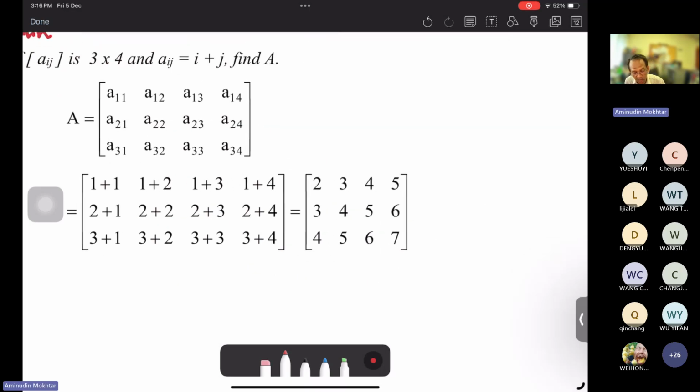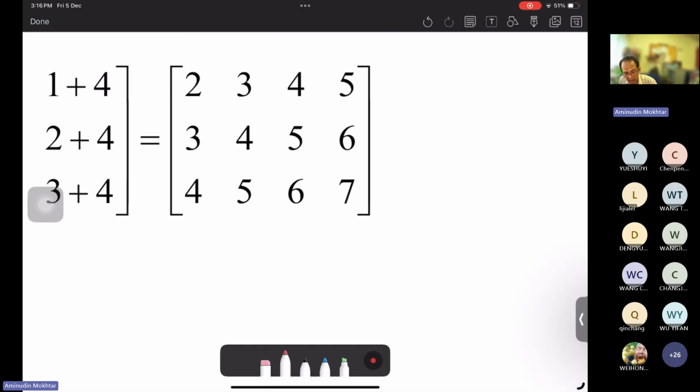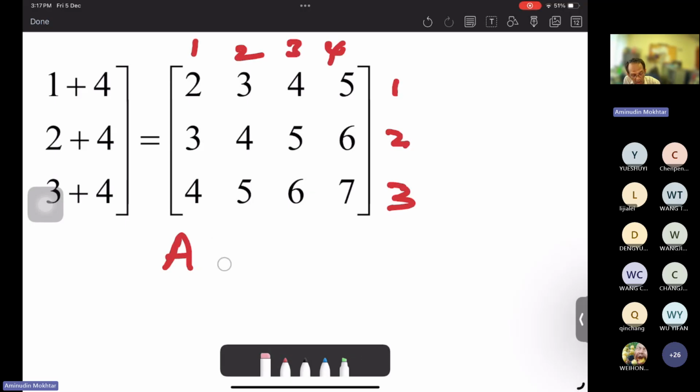For example, let's say we have another matrix here. This matrix has 3 rows and 4 columns. In other words, we can say this matrix A has the size of, normally the size will be written like this.